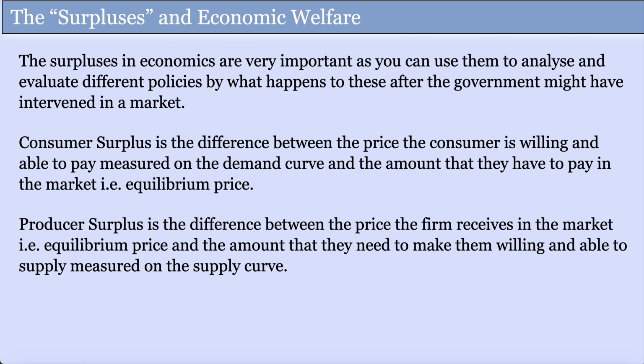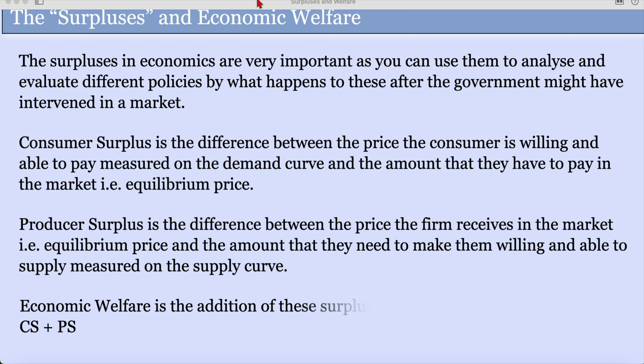The other idea is the producer surplus, and that's the difference between the price the firm receives, which is, if you remember, the same that the consumer pays, and then the amount that they need in order to make them willing and able to supply. So we're talking about effective supply here, and that's measured on the supply curve. And economic welfare is basically the addition of the consumer surplus and the producer surplus. So add them together, and that gives you the welfare that's going on in the market. Okay, and we'll see that in a minute in the diagram.